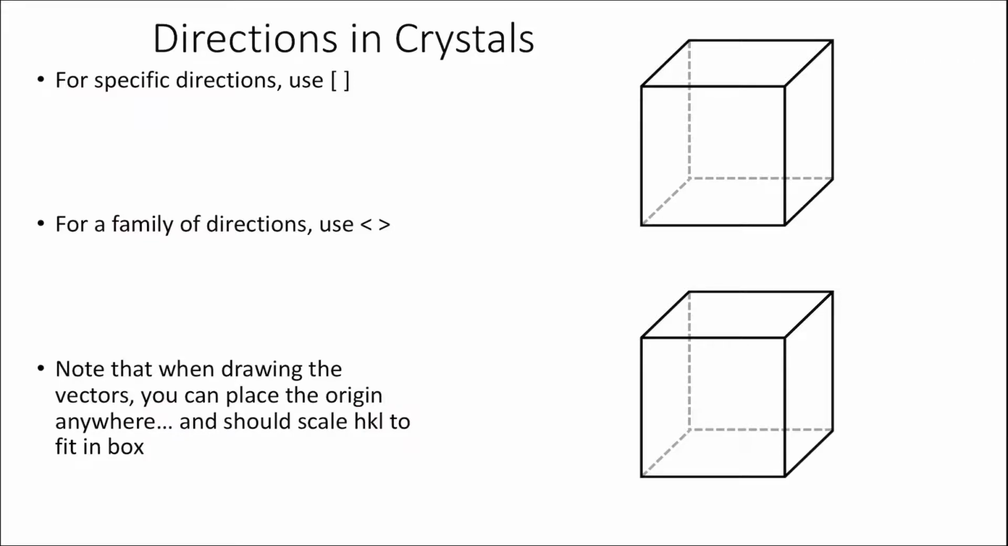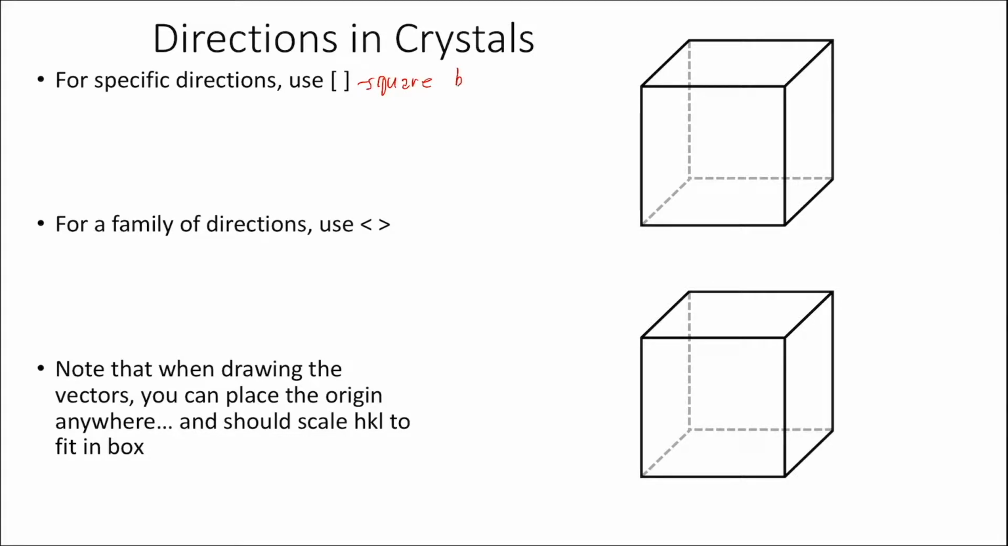So first we're going to look at directions inside of crystals. These conventions are used across all material systems and all crystal systems as well, so this is very useful across all of material science. For a specific direction inside of a crystal, we use square brackets.